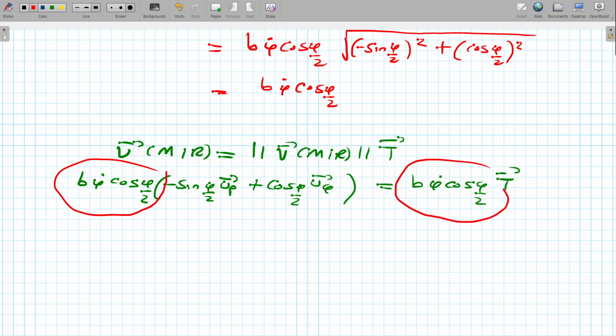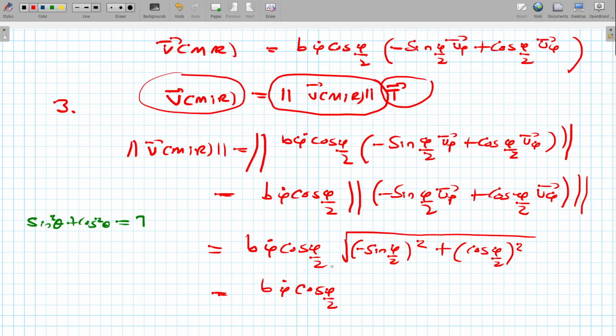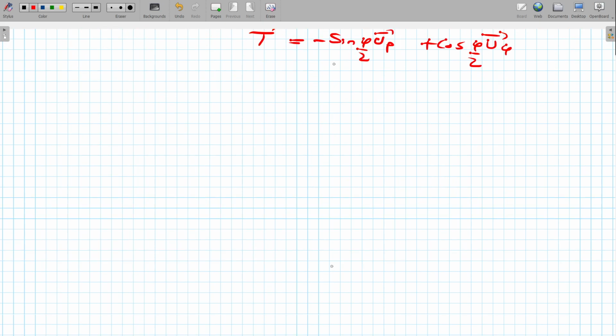Okay, so for these two vectors to be equal, it means that the vector t has to be equal to whatever I'm seeing here, which is minus sine phi divided by 2 u r, plus cosine phi divided by 2 u phi, like so. So you would have found that is how you find the vector t. Hopefully it's clear. So let's now find the vector n, because we're supposed to find all the 3 vectors.